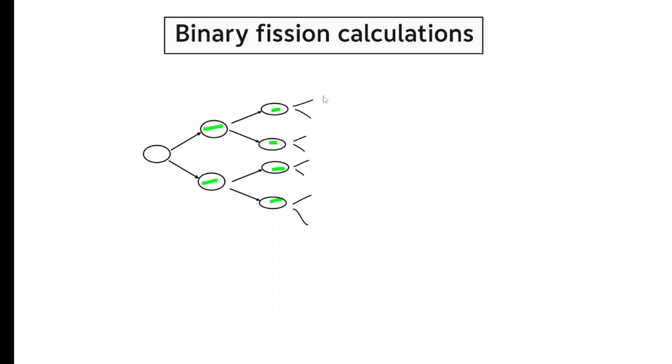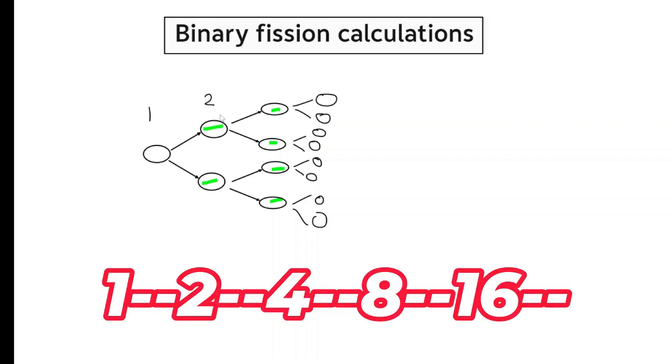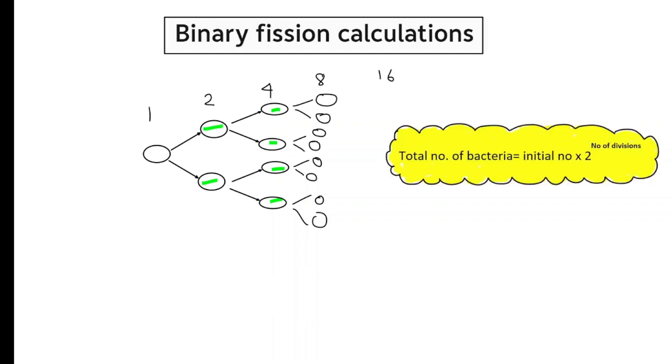So what happens is, after the third division, you'll get 8 bacteria. So you started with 1, that became 2. 2 is doubled to get 4. 4 is doubled to get 8, and then 16, and so on and so forth. We can use this formula to calculate the number of bacteria after a certain number of divisions. The total number of bacteria is the initial number multiplied by 2 to the power of the number of divisions.